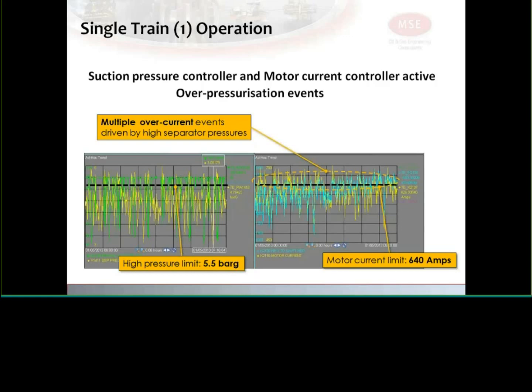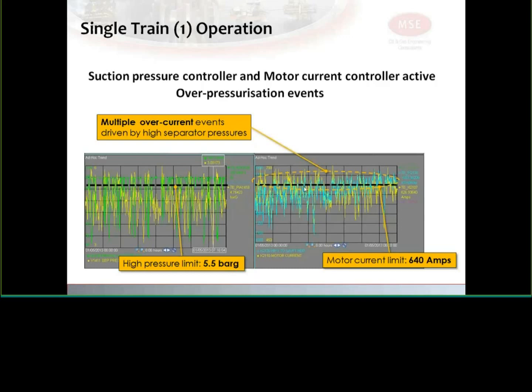This is going to be a little more accurate when we look at the next slide. But what I want to explain here is the slide on the left. It shows the pressure and the throttle valve position, while on the right it shows the current and the flow. During single train operation, both trains usually are operated with exactly the same amount of wells running.